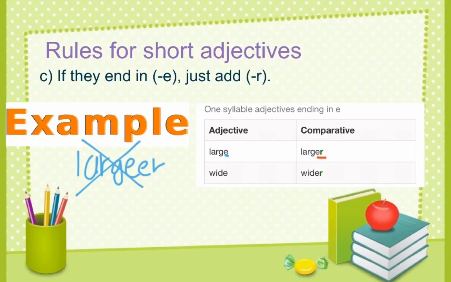Wide. Wide ends in the letter E. So we just need to add the letter R at the end. Can you think of another adjective that ends in the letter E? For example, cute. Cute ends in the letter E. So we just need to add an R to compare. Cuter. Remember, we're still focusing on one syllable adjectives. If you see, large is one syllable, wide, and cute. They don't have two syllables.